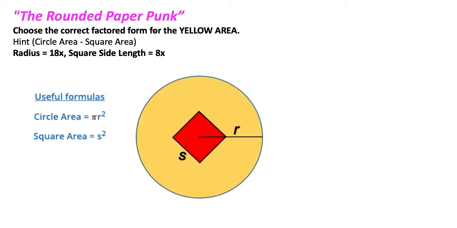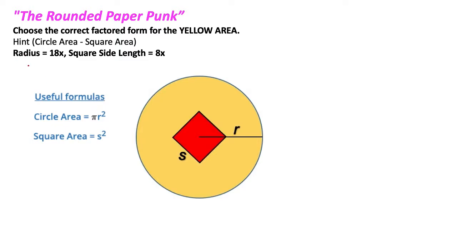Choose the correct factored form for the yellow area. So we're trying to find the yellow area right here. How do we do that? Well, since the circle is big and the square is small, if we take the circle area minus the square area, we'll get the yellow area that remains. So basically we're trying to punch out the red area.